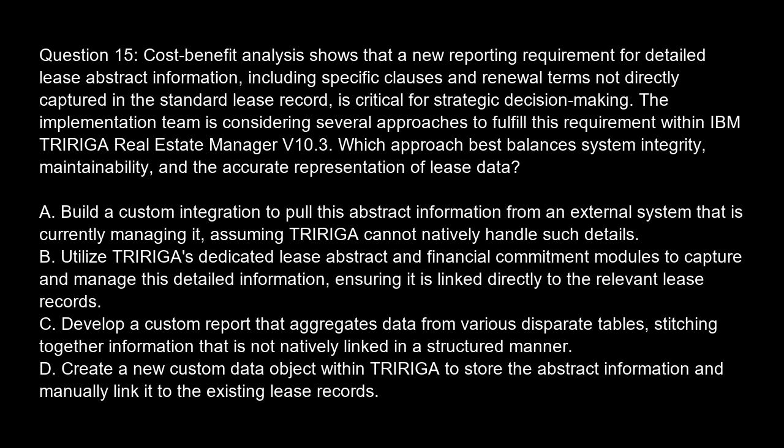Option A. Build a custom integration to pull this abstract information from an external system that is currently managing it, assuming TRIRIGA cannot natively handle such details. Option B. Utilize TRIRIGA dedicated lease abstract and financial commitment modules to capture and manage this detailed information, ensuring it is linked directly to the relevant lease records. Option C. Develop a custom report that aggregates data from various disparate tables, stitching together information that is not natively linked in a structured manner. Option D. Create a new custom data object within TRIRIGA to store the abstract information and manually link it to the existing lease records.